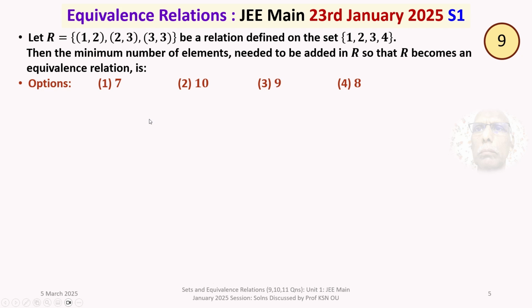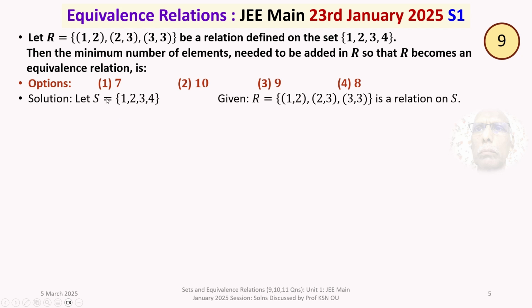Right, it is a very simple question. Let's now discuss the solution of the problem in detail. We are given S. Let S be the set consisting of the elements 1, 2, 3, 4. We are given R is a relation on S, where R is given as ordered pairs 1 comma 2, 2 comma 3, 3 comma 3. It's a relation on S.